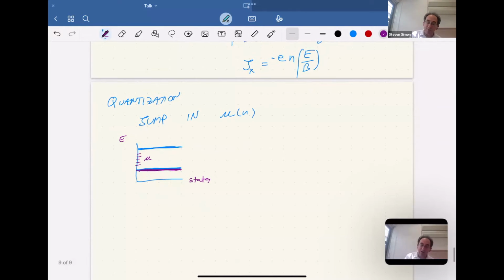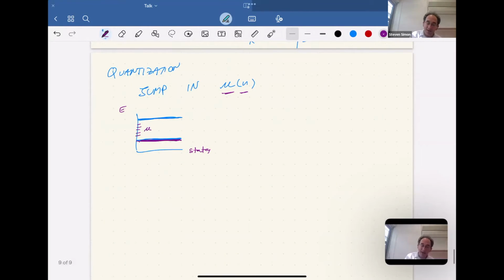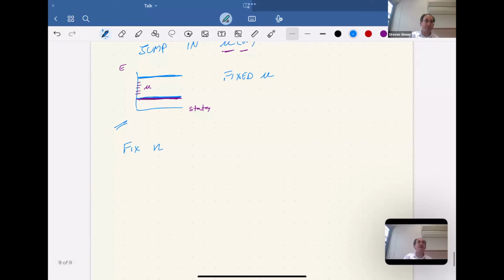So if there's a jump in the chemical potential as a function of density, then I can fix the density for a range of chemical potentials. I don't have to fine tune the chemical potential at all. The density fine tunes itself. Now, in a lot of experiments, what happens is actually, so this is fixed chemical potential. In a lot of experiments, what you actually fix is the density, not the chemical potential.